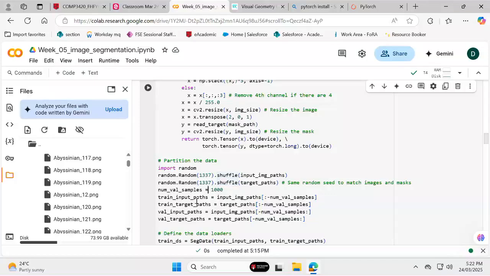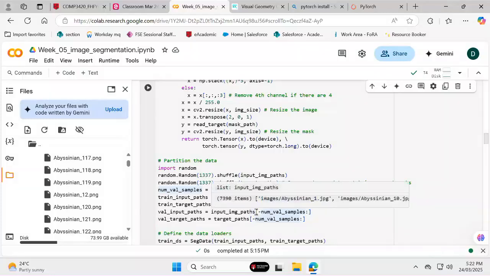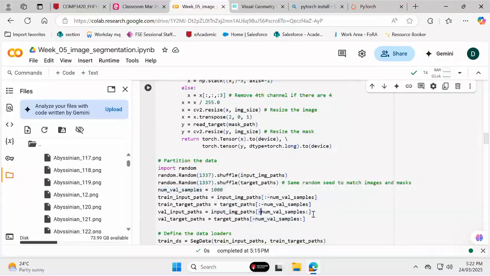And then validation samples, 1,000 for validation, why not? And then you take the first part of the shuffled list for training, and the last part for testing, right? Look at this. So it's from the beginning until the total minus 1,000, here, and then for validation just the last 1,000, this part here.